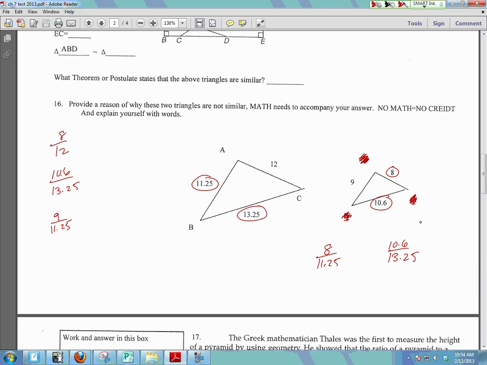And then the middle sides would be 9 and 12. I'll just take 9 and compare it to 12. Now when you reduce these, that becomes 0.75, and this one becomes 0.8. Oh sorry, this first one is 0.711 repeating, then 0.75, and then 0.8. They're not all the same, okay? So they're not similar, not in the same proportion.